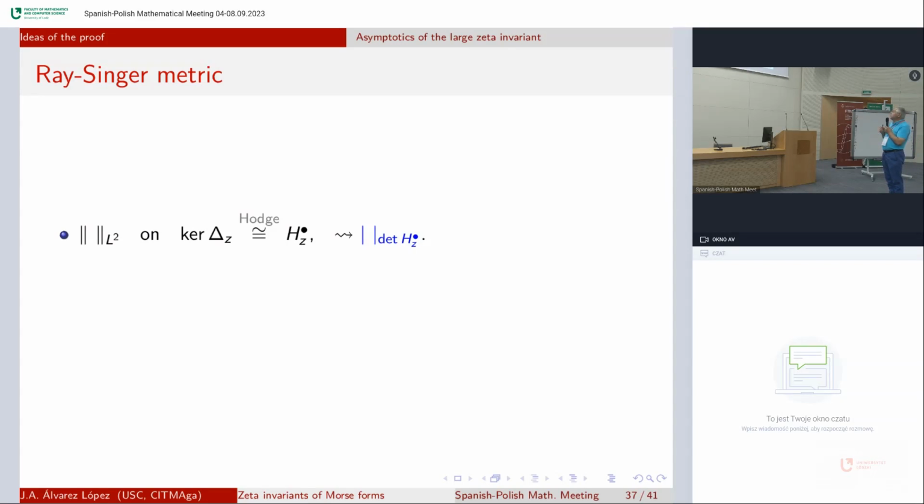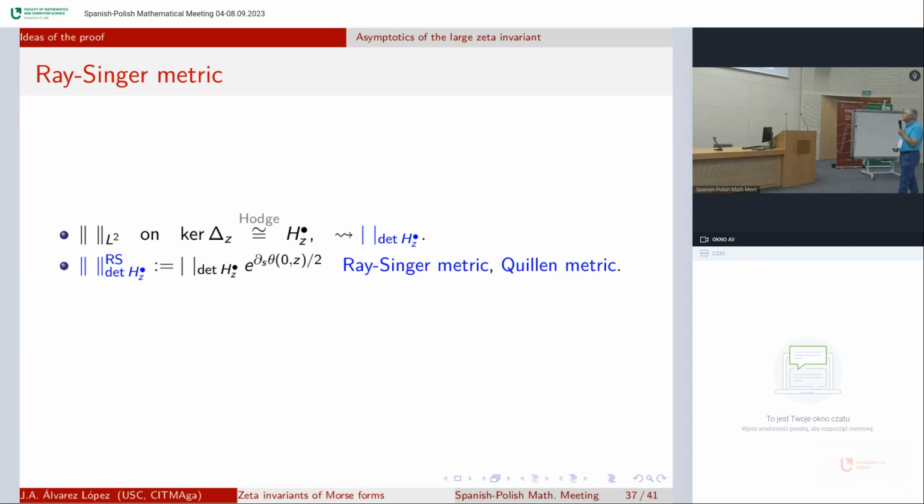And the first norm can be defined now using the above formula with the theta function I have defined before. This is the only way to define it because we don't have a determinant of the de Rham complex. And this is called the Ray-Singer metric, or also the Quillen metric, because Quillen has used this before.